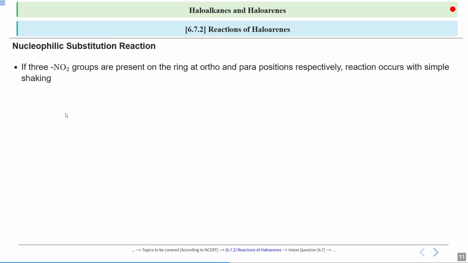Now, if you have three NO2 groups present on the ring at ortho and para positions respectively, that means, other than one para position being occupied by the chlorine, two ortho positions and one para position are left. All three positions are occupied by the NO2 groups. If that is the case, then the reaction will occur with simple shaking.